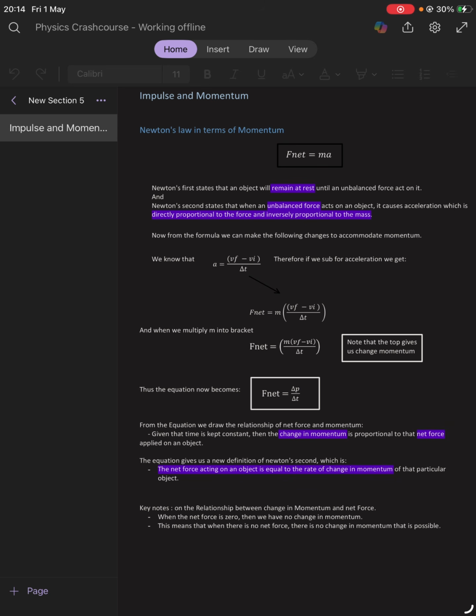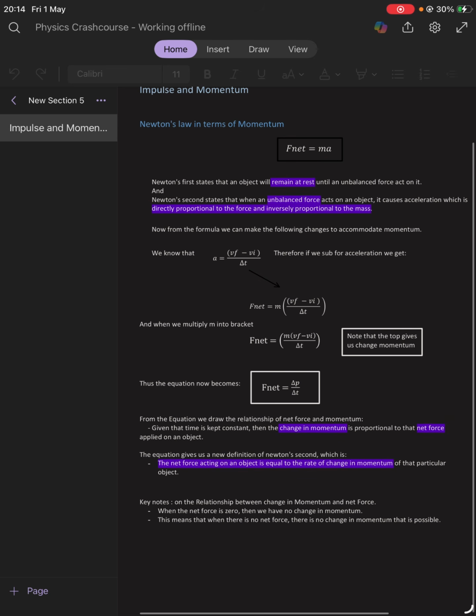Key notes on the relationship between change in momentum and net force is that whenever net force is zero, then we are not going to have any change in momentum. This means that when there's no force, there's no change in momentum that is going to be possible.